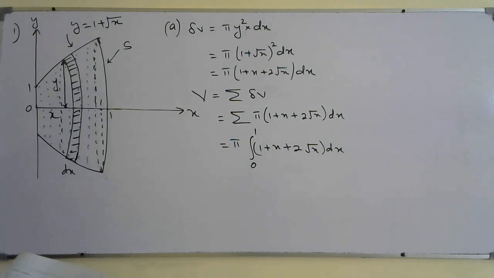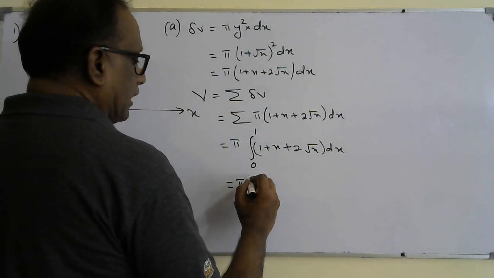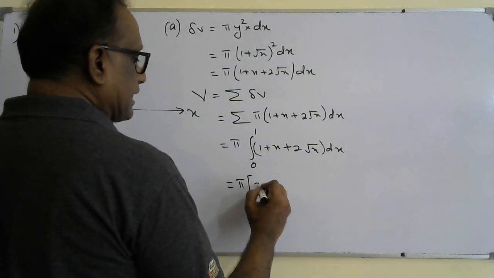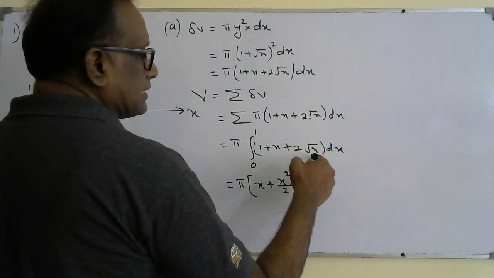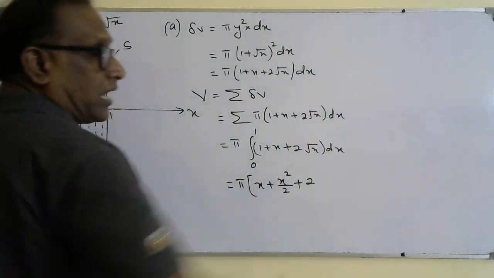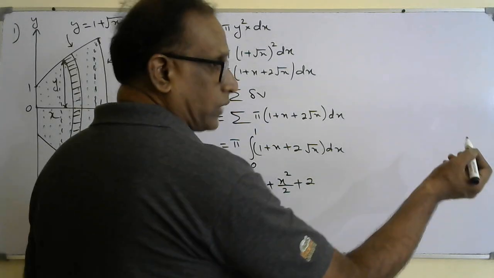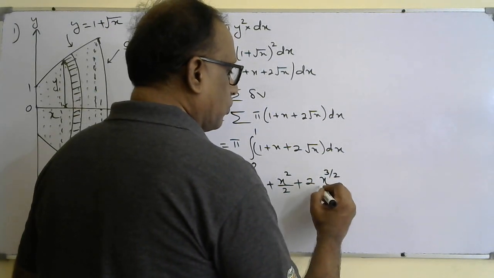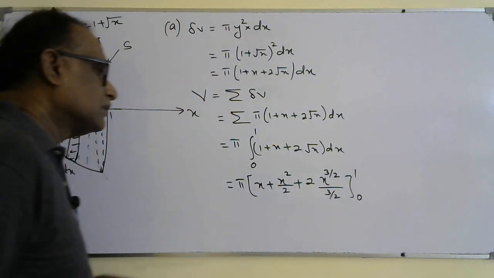Okay, so that is V equal to pi times the integration, 1 by 1, we're doing. This is x plus x squared by 2 plus 2 x to the power half. Integrating x to the power half, it means 3 by 2, since 1 half plus 1 is 3 by 2. So x to the power 3 by 2 over 3 by 2, with the limits 0 to 1.